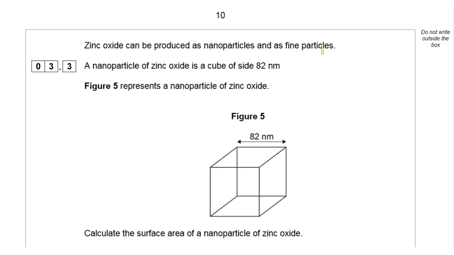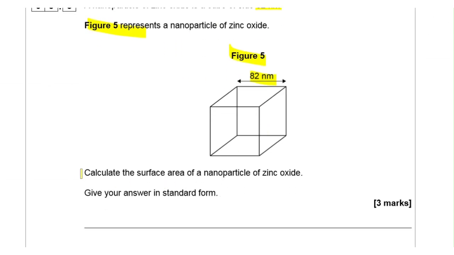Over the page. Zinc oxide can be produced as nanoparticles and as fine particles. 3.3. A nanoparticle of zinc oxide is a cube of size 82 nanometres. Figure 5, and here's figure 5 below, represents a nanoparticle of zinc oxide. Calculate the surface area of a nanoparticle of zinc oxide. Give your answer in standard form for 3 marks.